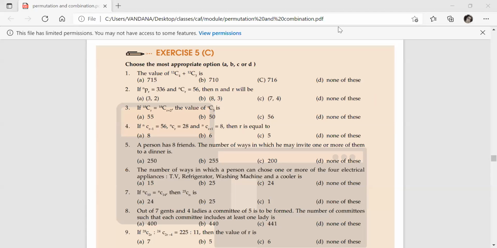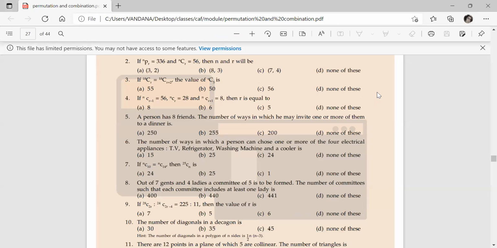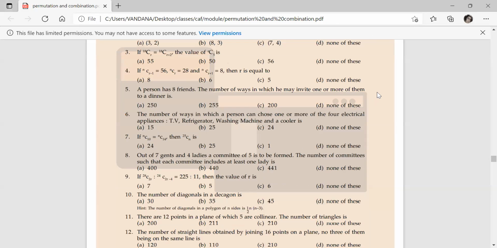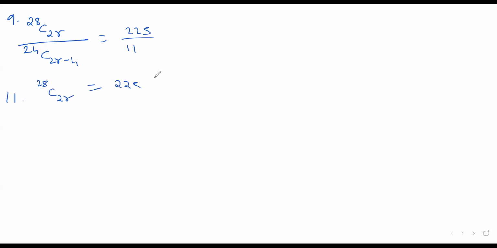Question number 9. 28C2r upon 24C(2r minus 4) is 225 upon 11. Then the value of r is. Here we can put the value of r and calculate. That is also a bit tricky क्योंकि बहुत बड़े-बड़े numbers है. या फिर हम लोग उसे इस तरह से भी solve कर सकते हैं. 28C2r upon 24C(2r minus 4) is 225 upon 11. So 11 times 28C2r is equal to 225 times 24C(2r minus 4).